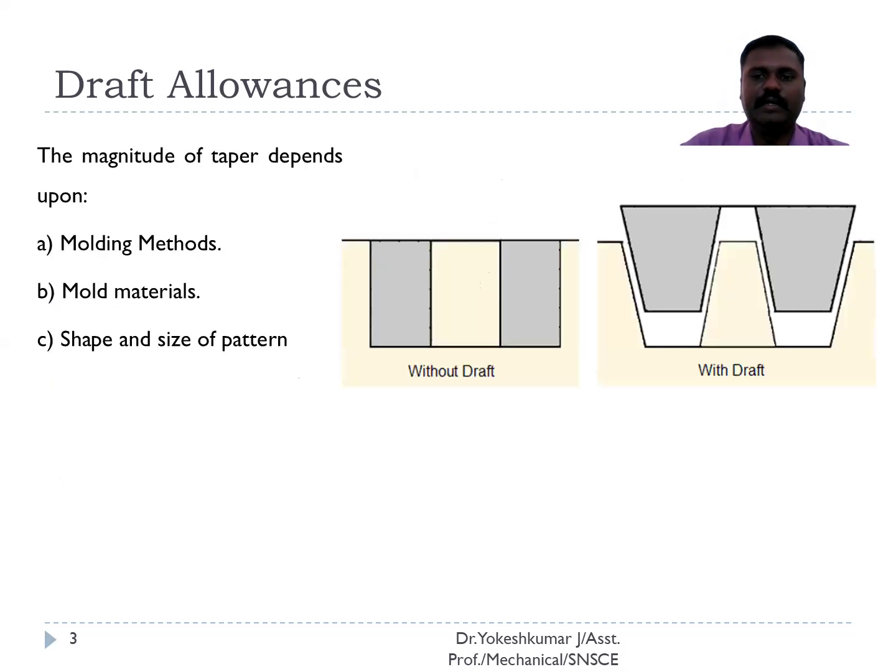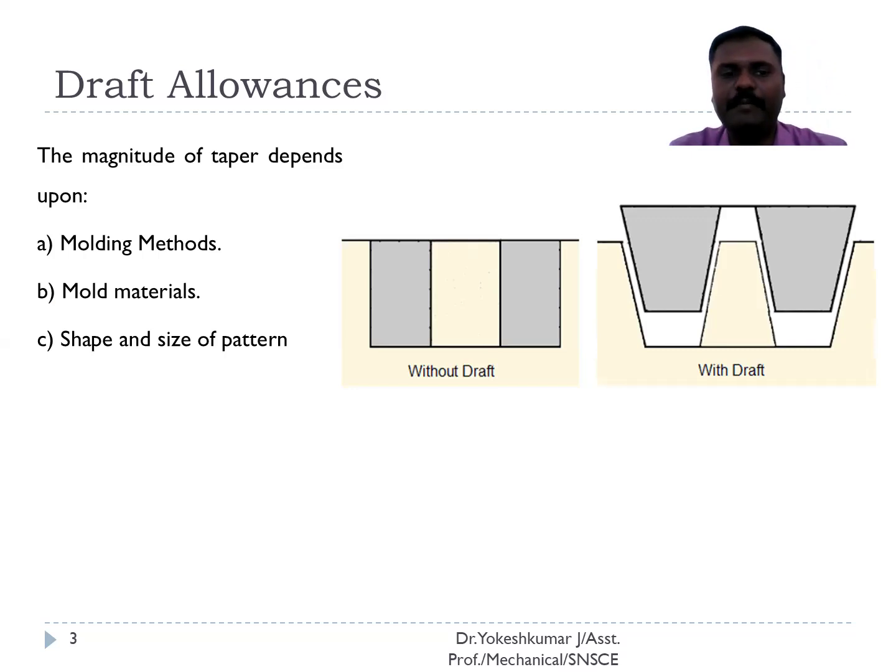This is the figure which illustrates how the draft allowance can be provided. In the first diagram, without draft, we have vertical surfaces. Just imagine if you remove the pattern from the mold, the dark portions are the pattern and the light portions are the mold. It slightly damages the sharp corners and the surfaces can also be enlarged. Instead, if we make the pattern slightly tapered by 1 or 2 degrees, we can easily remove the pattern from the mold without damaging the mold.